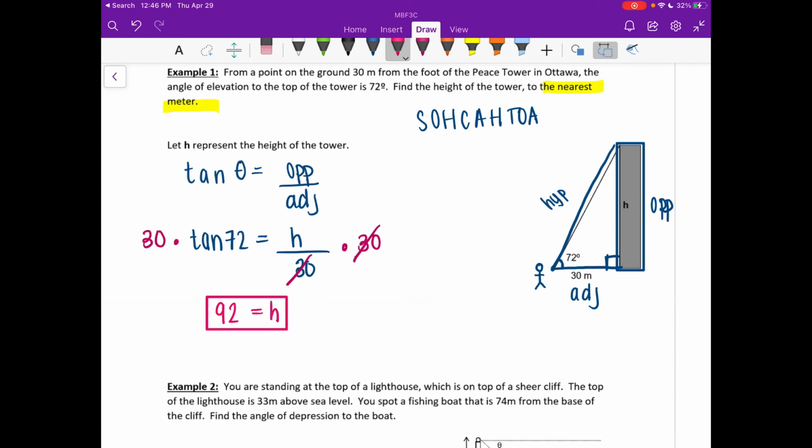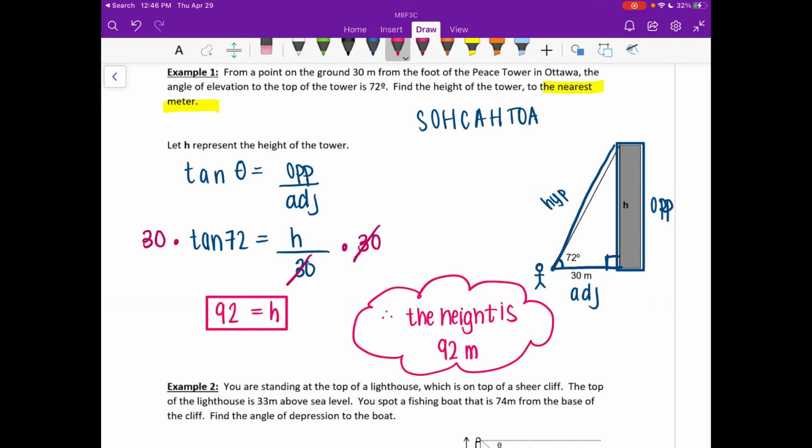And what you should always do is write a therefore statement. The height is 92 meters. So I don't know if any of your teachers have taught you this before, but this is something similar to what I call the grass method. So if you've ever heard of this before, it's called the grass method.